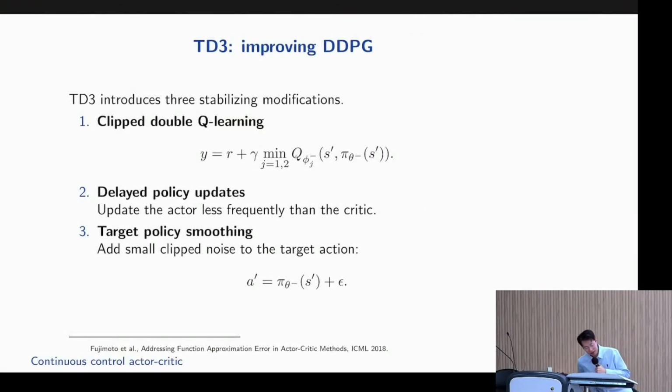So TD3 takes this idea and improves it further. The TD3 algorithm introduces 3 stabilizing modifications. First, they introduce clipped double Q learning. So what we're going to do is maintain 2 separate Q networks in the memory. And to compute the target, we're going to take whichever is more pessimistic.